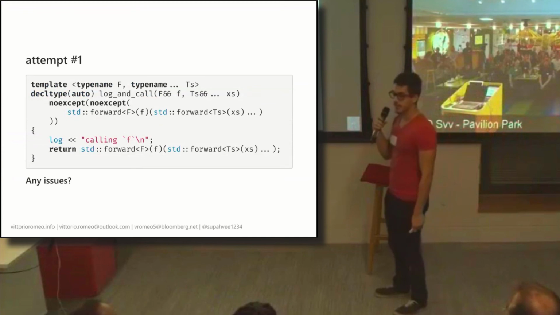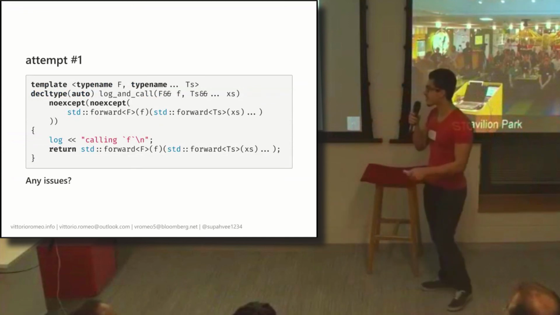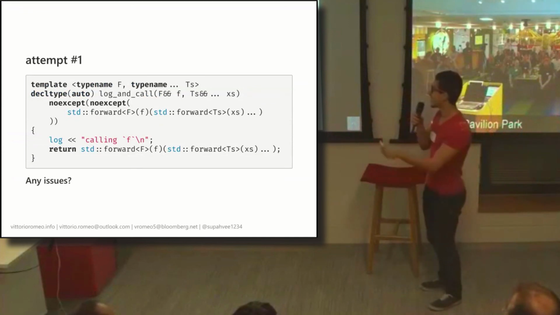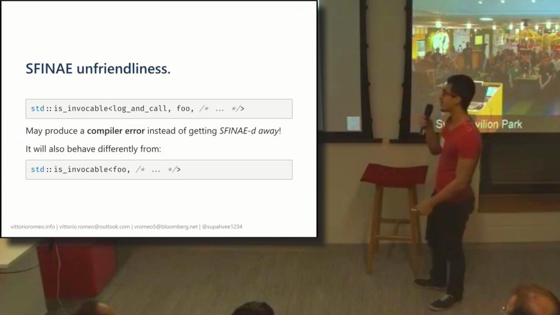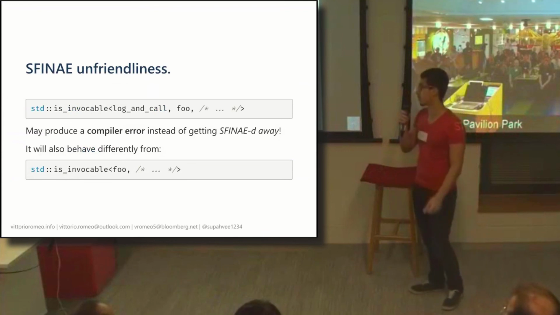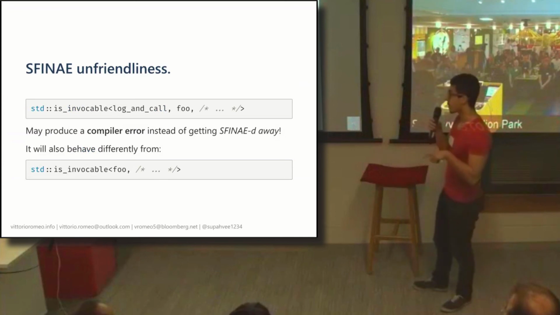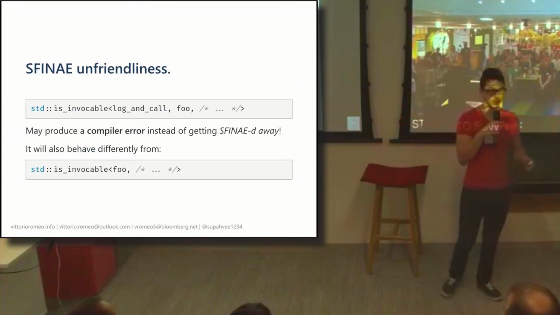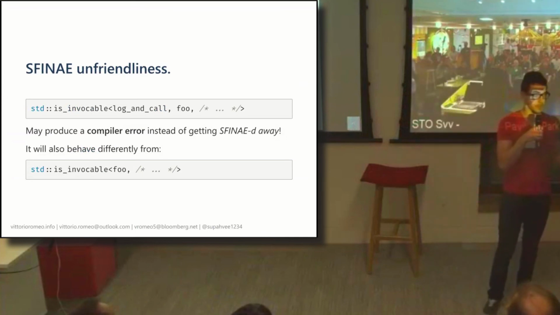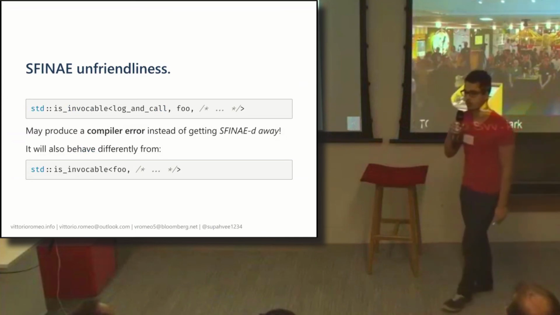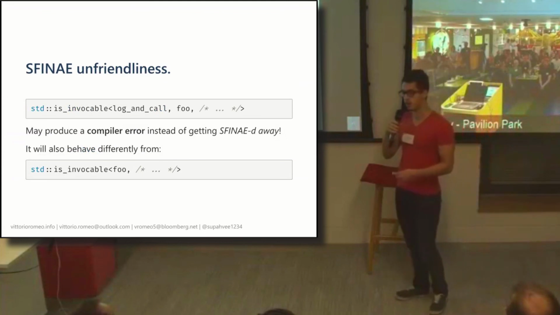What? Yes, it's not SFINAE friendly. What does that mean? If we try to use is_invocable or is_callable, depending on the version of your standard library implementation, on our wrapper, it might behave differently from the user provided function. It might actually generate a compiler error, which we cannot use to SFINAE away our wrapper, but we could do the same with the user provided function.